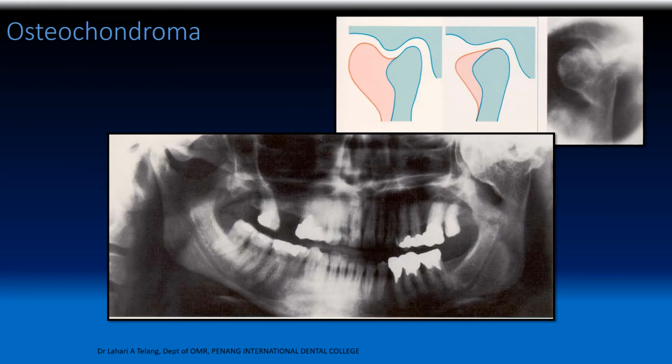Osteochondroma, this is just an example of how there's an enlargement of the condyle of the TMJ, and again, not very common, but arising from the TMJ, the coronoid or condylar process, and this is how it appears on the radiograph. Large radiopacity, which is having well-defined borders.